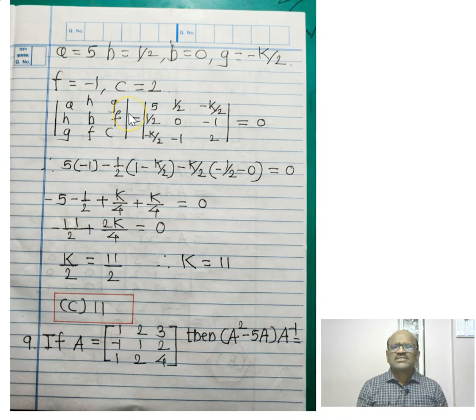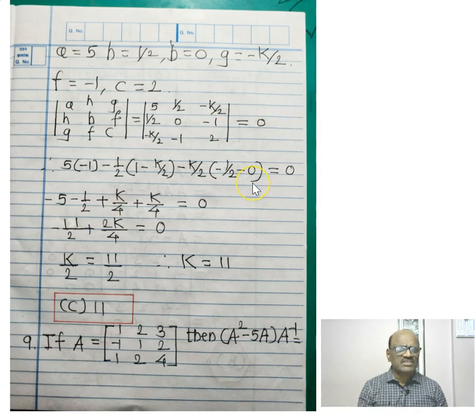Now it shows a pair of straight lines, so it must satisfy this determinant equals 0. Then how do we remember this determinant? Row one: a, h, g; row two: h, b, f; row three: g, f, c. Substitute the values and set it equal to 0.